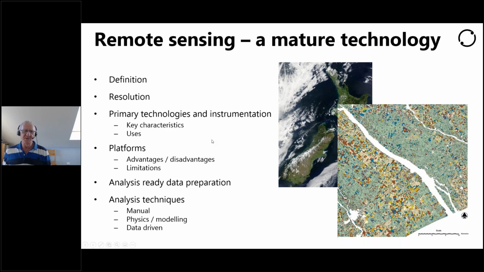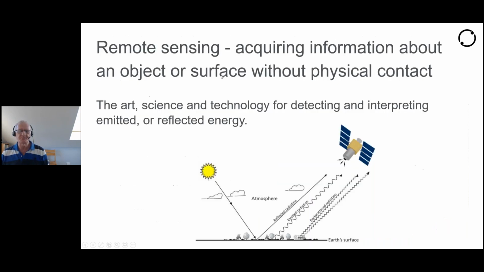So today I'll be just rushing through a number of concepts. First of all, a definition. I'll then talk about the concept of resolution, go through some of the technologies and instrumentation that are used in remote sensing, at least the main ones, and then talk about the platforms and their various advantages and disadvantages. And then I'll finish up talking about data processing and some of the techniques we use there.